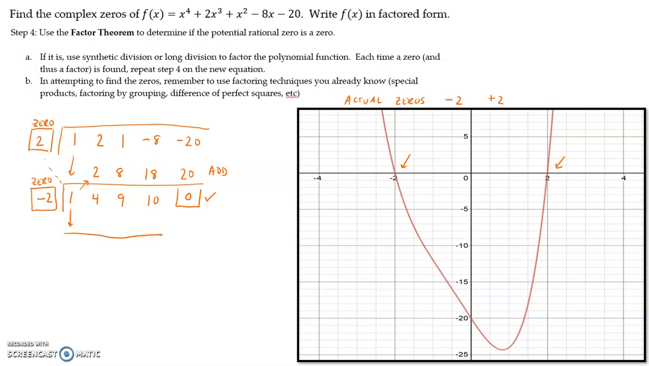So we'll go ahead and drop the 1 down again so we can get started. -2 times 1 is going to give us negative 2. Remember that you're adding at this stage, so this is going to give us a positive 2.